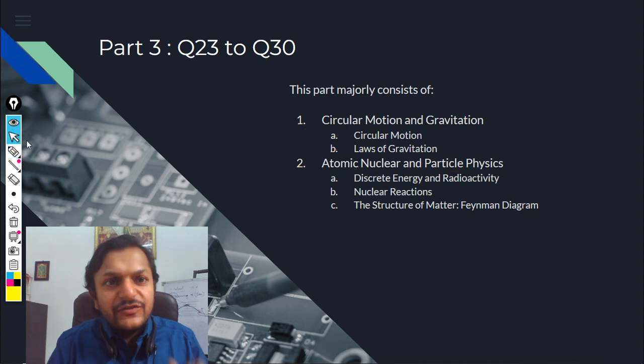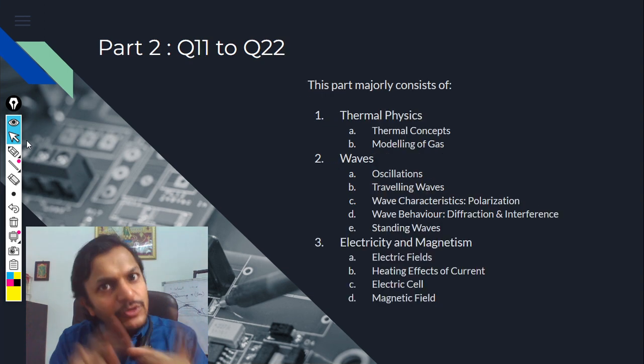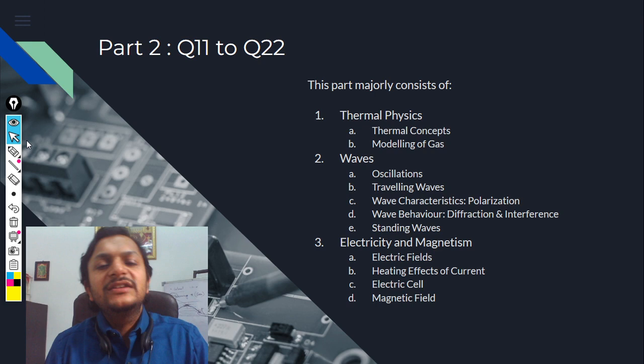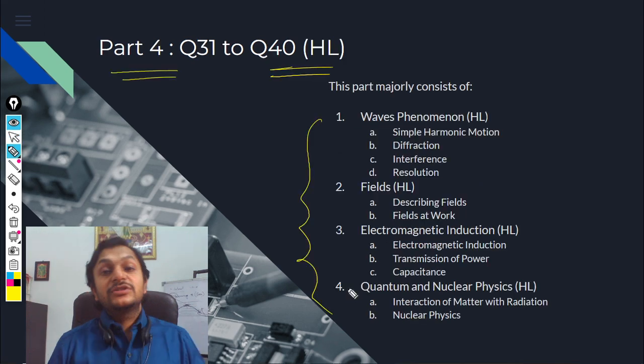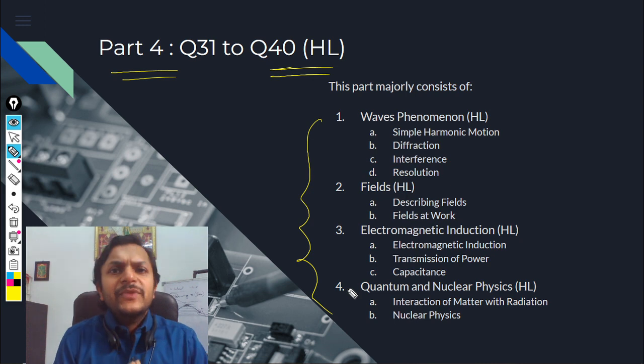So after completing this part number 3, you are supposed to go to part number 2. Okay, only then you are going to part number 2. Then you complete question number 11 to question number 22. Then you go to part number 4. So this part will be completed only if the student is preparing for the HL examination. Only then you would be getting these 10 questions. Obviously this is of the highest level, because there are so many topics and every topic is a difficult topic. So these 10 questions are very difficult indeed.